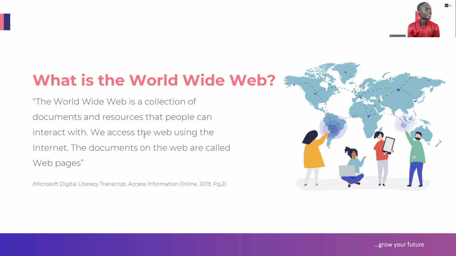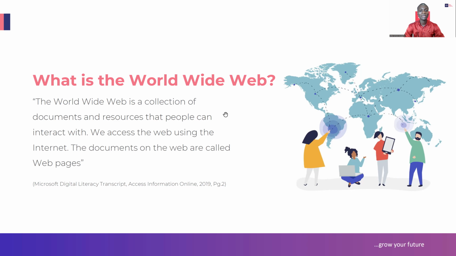So you might have been hearing this very well. www. So the World Wide Web is a collection of documents and resources that people can interact with. So we access the web using the internet. The documents on the web are called web pages. So when we start building our website, you will start hearing me talking about web pages, different web pages that we have on the website. In fact, whenever we talk about a website, what we are talking about is a combination of different web pages.